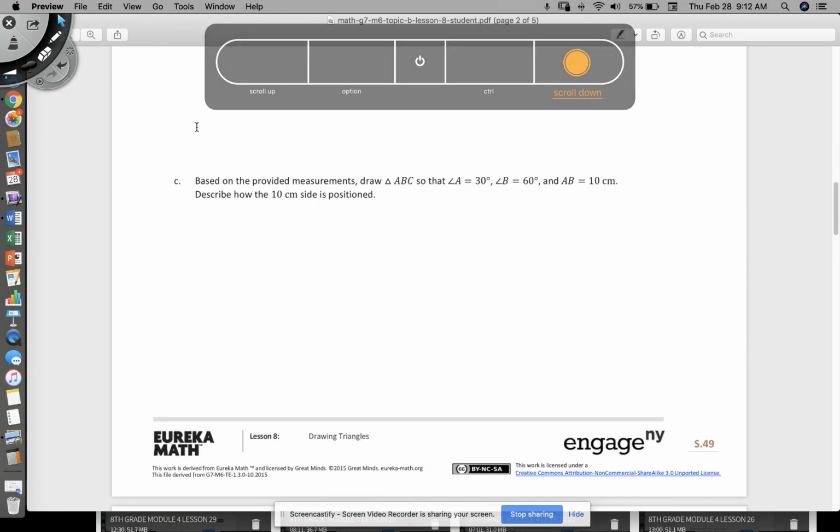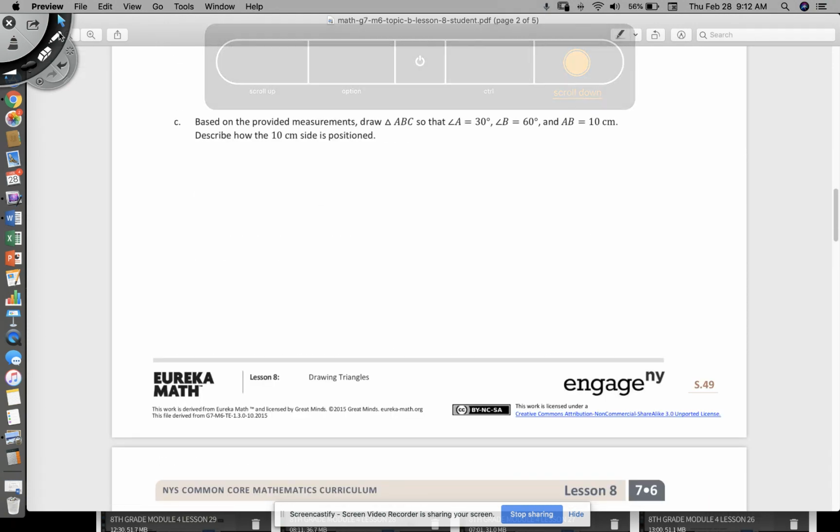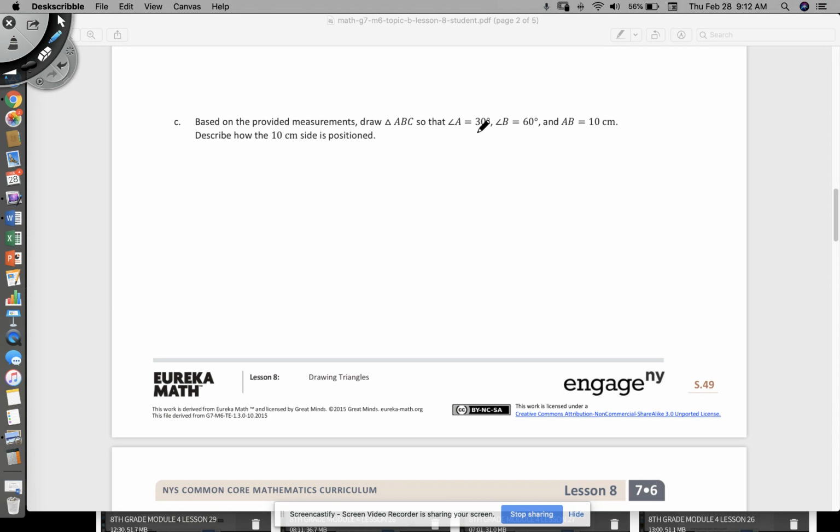Based on the provided measurements, now we're actually going to build the triangle. Angle A is 30 degrees, angle B is 60, and AB is 10 centimeters. So how do we start building this triangle? I'm going to help you. We're first going to build our base. AB will be our base. So take your ruler side, measure 10 centimeters. This is A, and this is B.